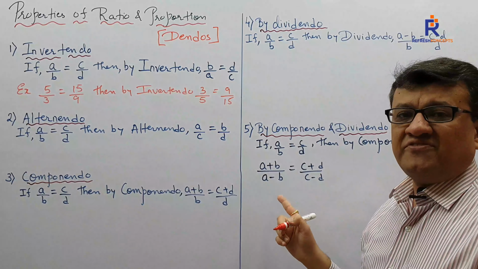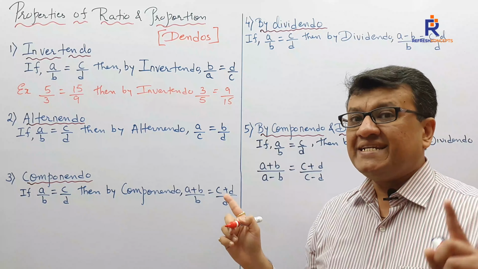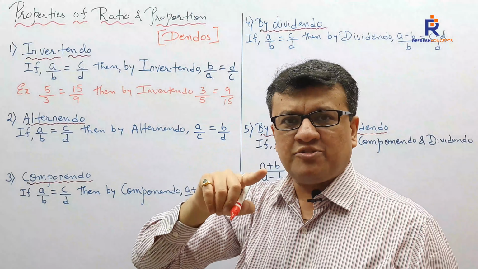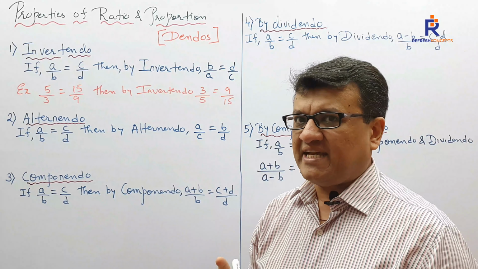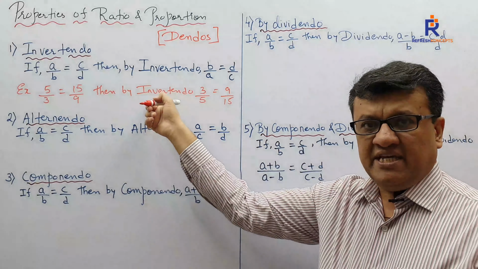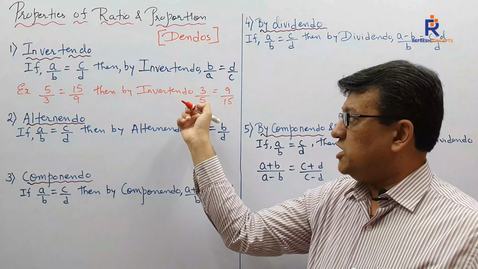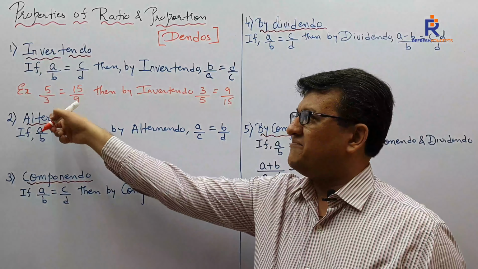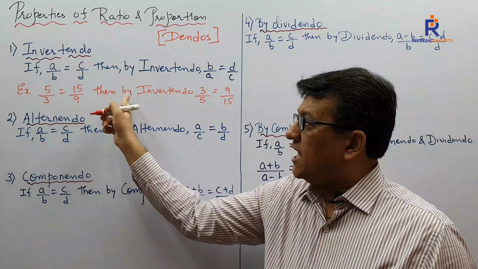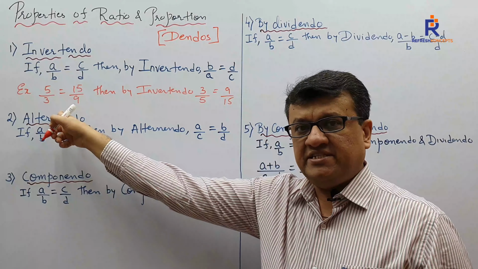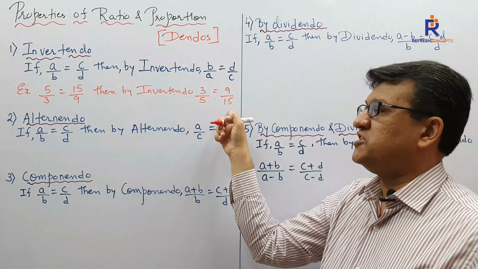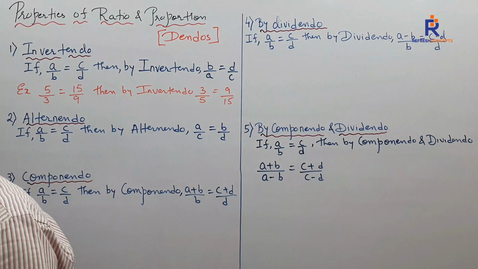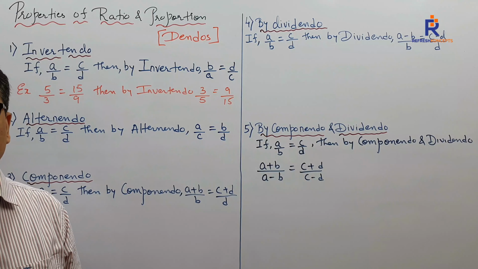Children, application of the Dendo's, that is properties of ratio proportion, doesn't say that your answer will not change. When you apply a particular property, the answer has to change. But the main thing we are supposed to understand is that the LHS and the RHS after the application should be the same. Are you getting me? You cannot take 5 by 3 and 3 by 5. So what's invertendo? Invertendo says that if A by B is equal to C by D, then by invertendo B by A is equal to D by C.